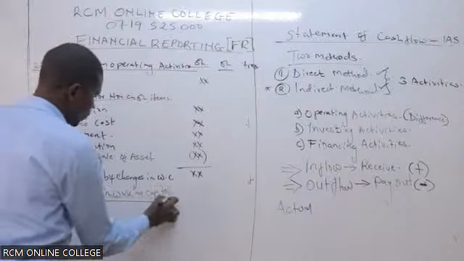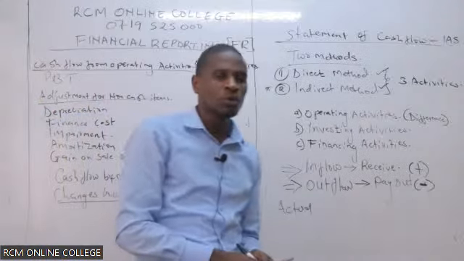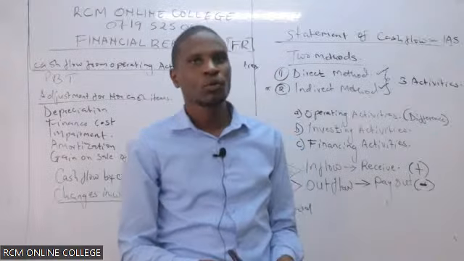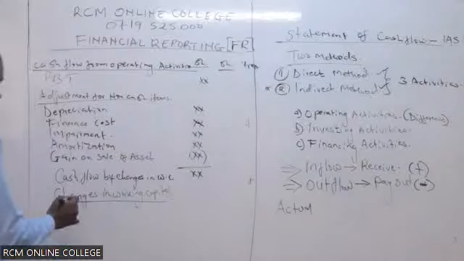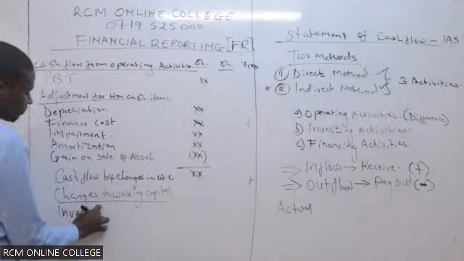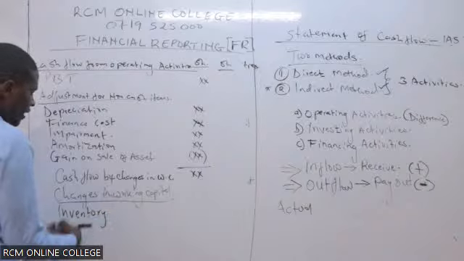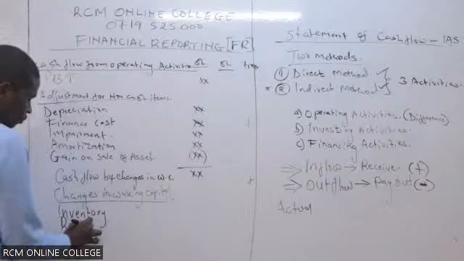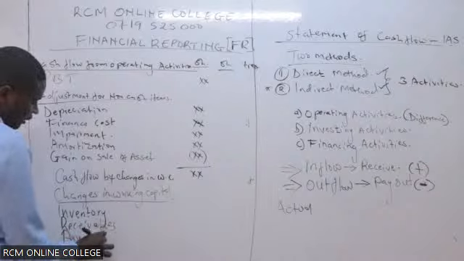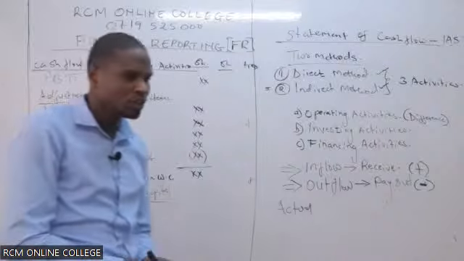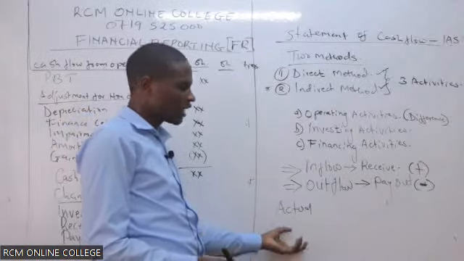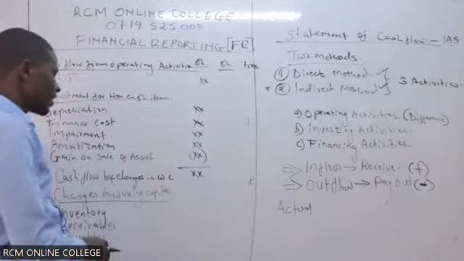So for changes in working capital, I know you people know what the working capital items in a company are. Working capital items like inventory. Inventory is a working capital item. So we need to know what happened to the inventory during the year. We have receivables, those people who owe us. Then we have payables. For the cash, we do not include cash here, because remember, cash will be the balancing figure. We shall be balancing using the cash.